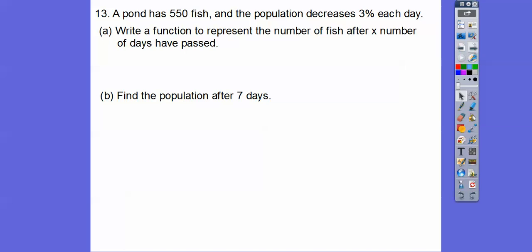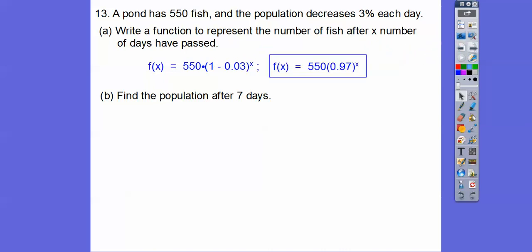All right, so a pond has 550 fish and the population decreases 3% each day. Write a function to represent the number of fish after x number of days have passed. Okay, so the function is always going to be the first term, our initial population, times 1, because it's 100%, and then we take off or add. But this is decreasing, so we're going to take off 0.03. Remember, it's 3%, you move the decimal 2 places to the left, so we got to insert a 0, so 0.03. Okay, so just think of 100 minus 3 is 97, so that's going to be 0.97 right there.